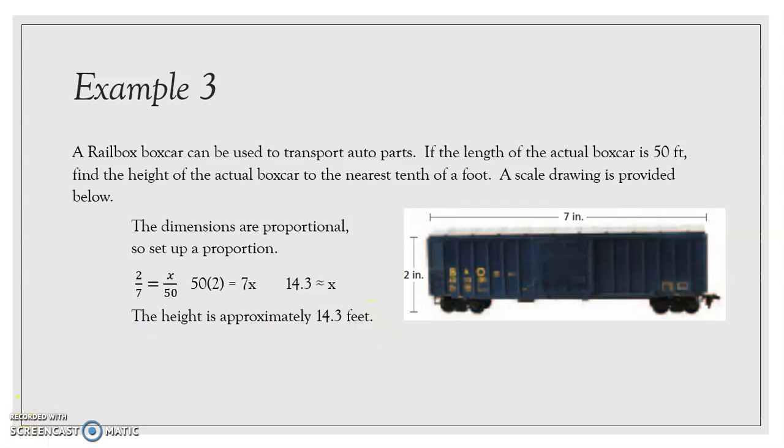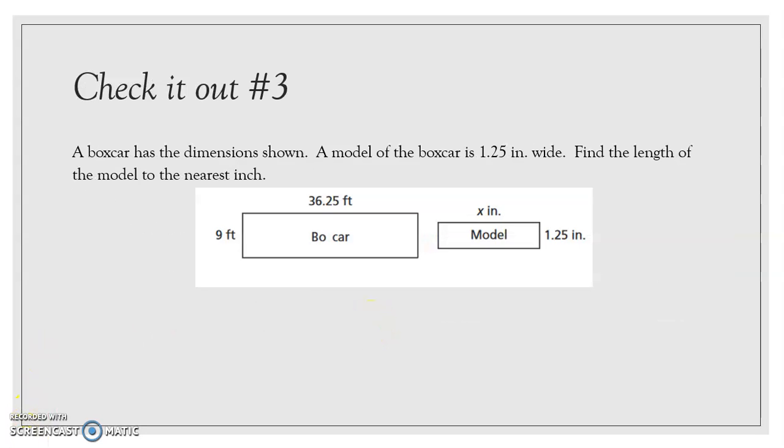So now you have one to try. Okay, so check it out. Number 3 is the last thing for your Google Doc. It says, a boxcar has the dimensions shown. A model of the boxcar is 1.25 inches wide. Find the length of the model to the nearest inch. So go ahead and do that on your Google Doc, and that's it for this lesson.